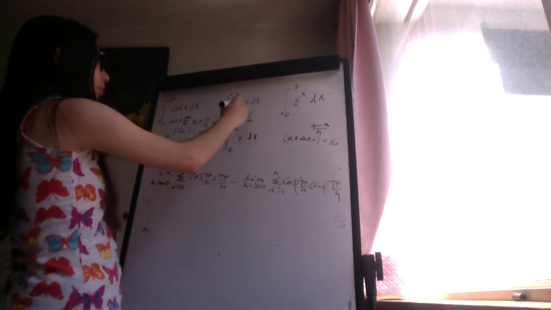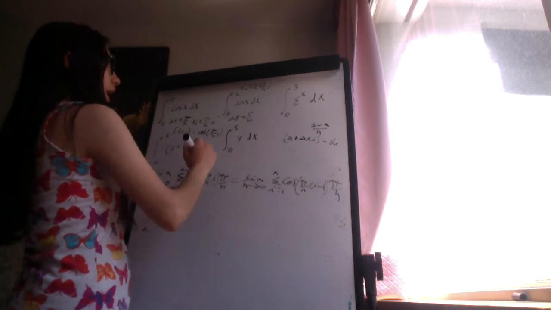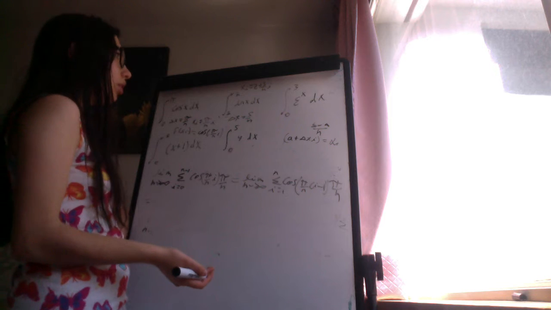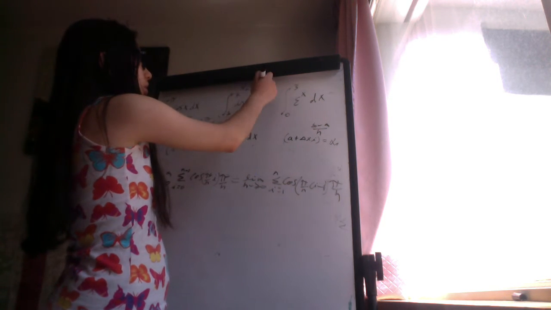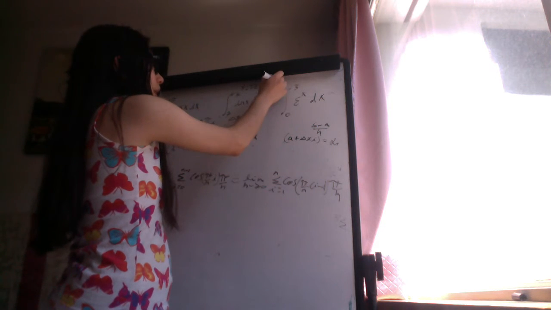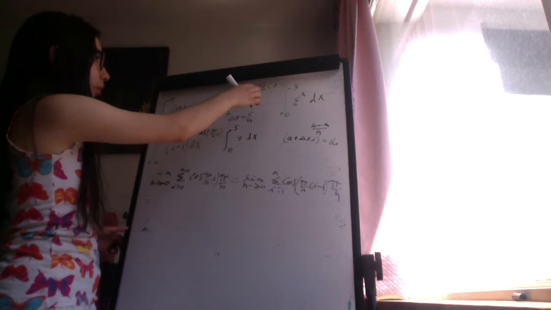X sub I will be 2 plus 5 over n I, we are doing it in the traditional way. Or if you want in the non-traditional way, it would be 2 plus 5 over n times I minus 1. And our f of x would be just plotting that here.